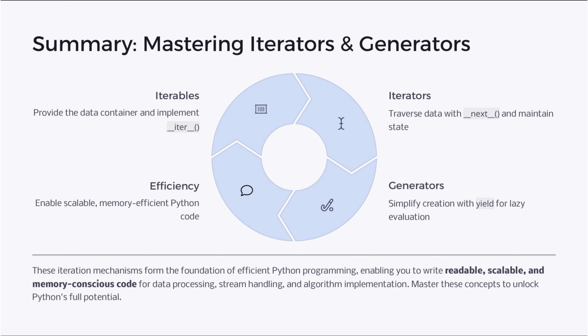Iterables serve as data containers, implementing __iter__() to provide an iterator. Iterators use __next__() to traverse data while maintaining state. Generators simplify this process with yield, enabling lazy evaluation. These mechanisms are crucial for writing scalable, memory-efficient Python code, essential for data processing, stream handling, and algorithm implementation.